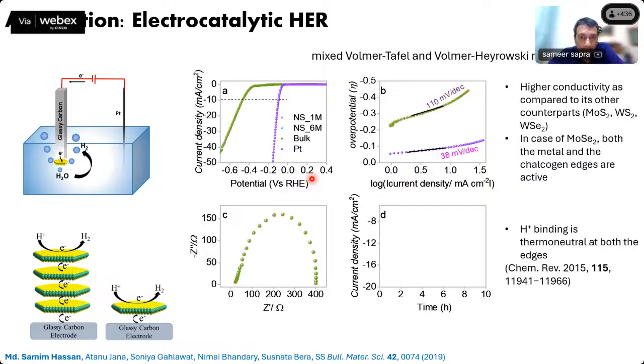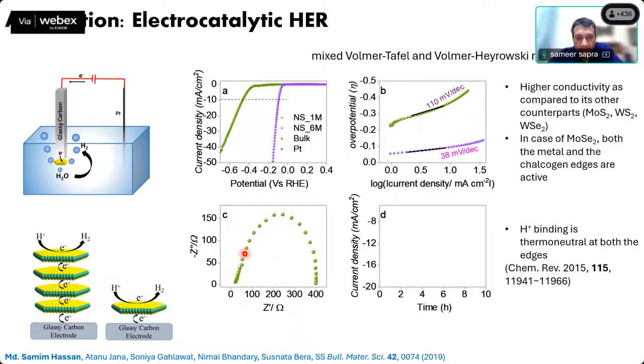Now you take molybdenum selenide. That is molybdenum selenide, typically with an overpotential of almost 500 millivolts and a Tafel slope of 110 millivolts per decade. Doesn't seem to be very nice.